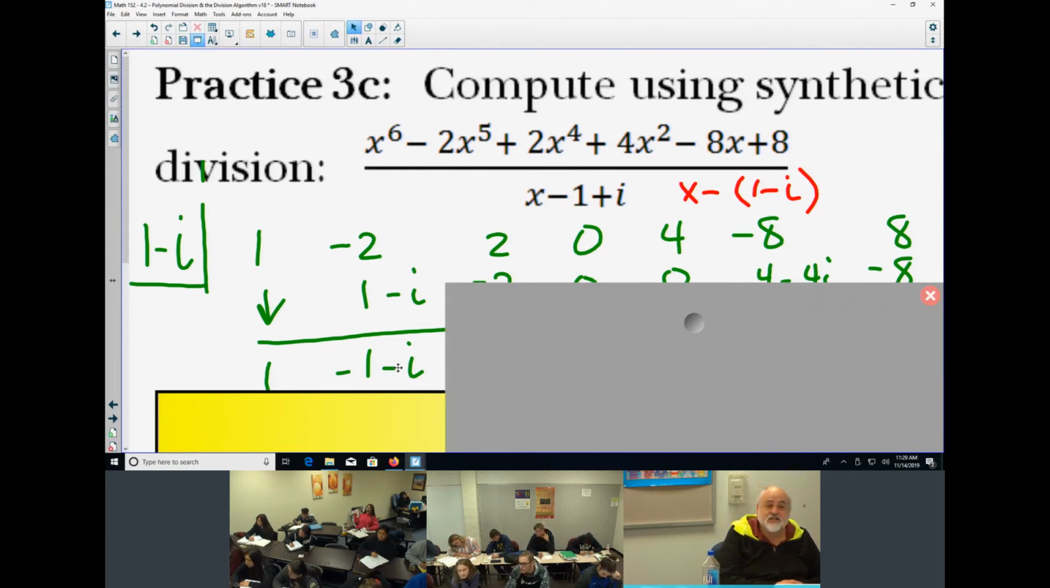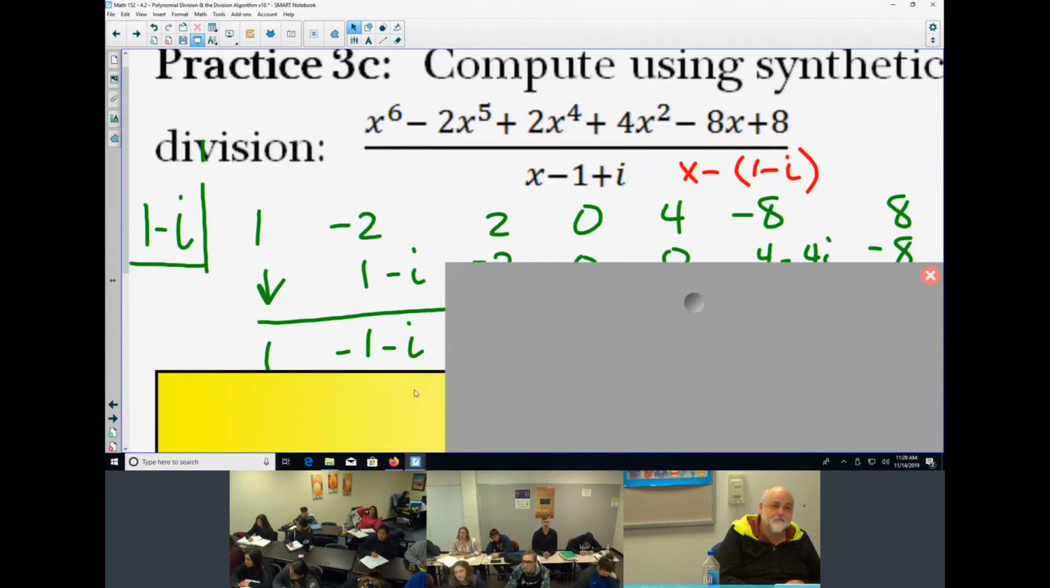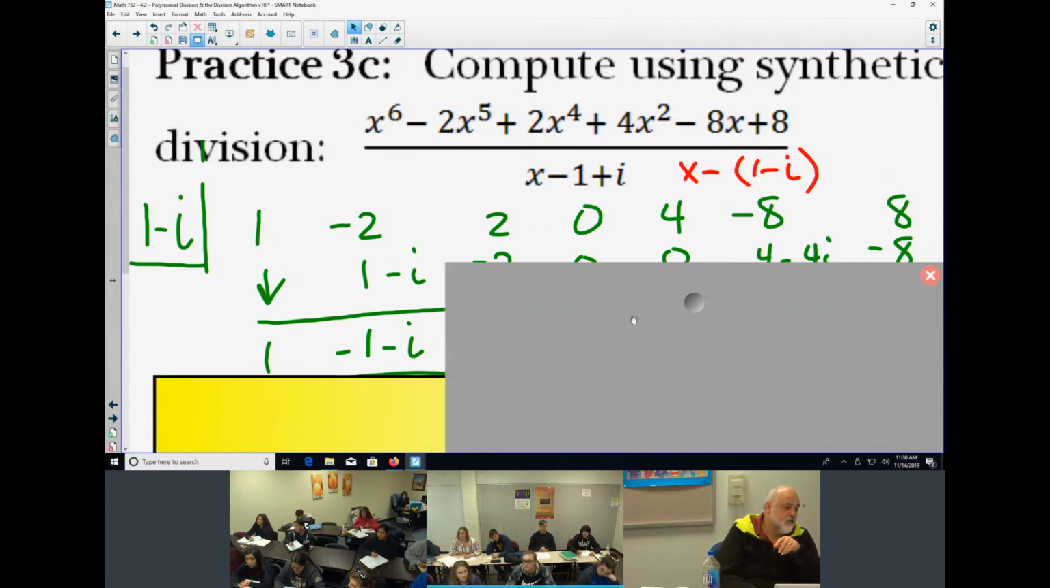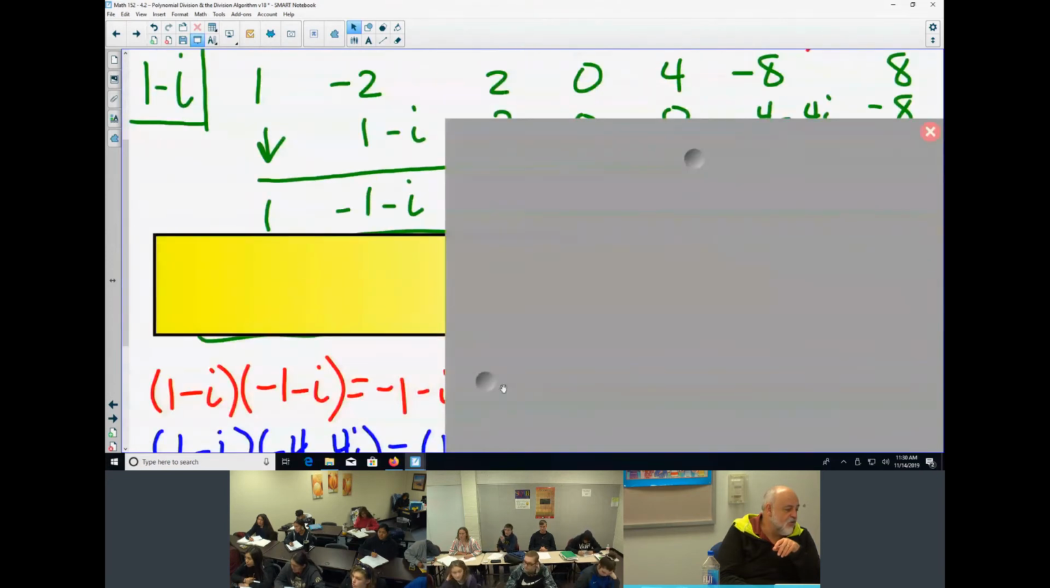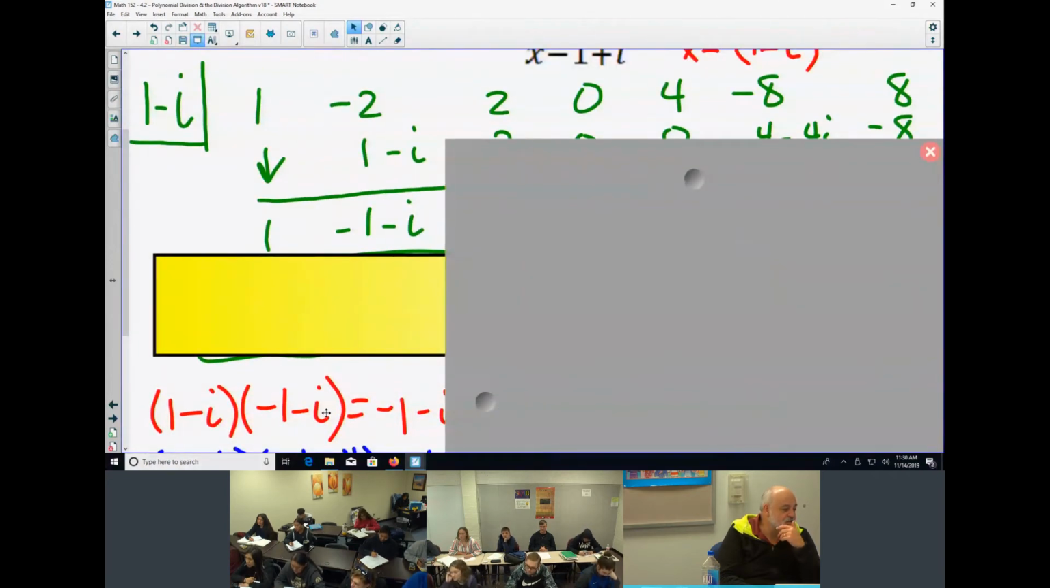All right, next, we need to multiply 1 minus i times negative 1 minus i. So how do we do that? Anyone remember how we multiply complex numbers together? Foil it. Foil it. Very good. Let's see. So here I've got it down here. 1 minus i times negative 1 minus i.